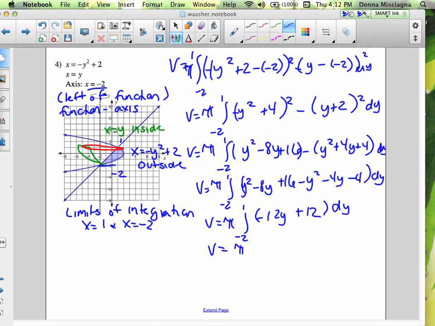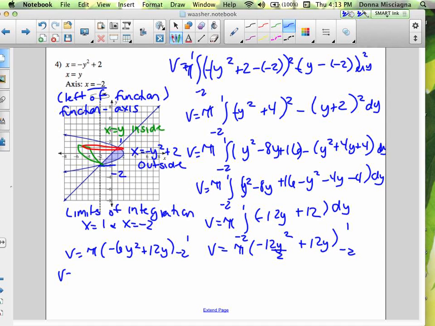So it's going to be pi times negative 12y squared divided by 2 plus 12y, and that's from negative 2 to 1. So I do have to plug everybody in. I did take the y values, right, not the x values. Yes, I did. All right, so now let me simplify that. I'm just going to move over here. Volume equals pi times negative 6y squared plus 12y from negative 2 to 1.